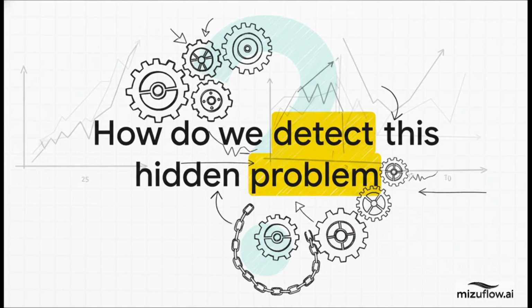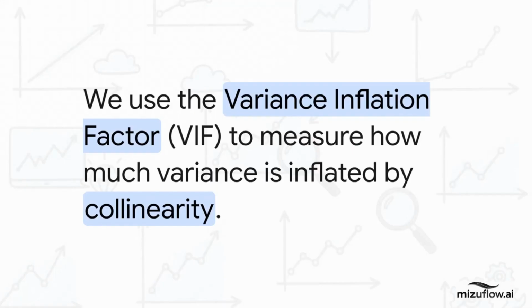So the big question is, how do we find out if our predictors are secretly redundant and just stepping on each other's toes? Thankfully, we don't have to guess. We have a diagnostic tool called the Variance Inflation Factor, or VIF for short. In simple terms, the VIF tells us how much one of our predictors is being explained by the other predictors in the model. So a high VIF score means a variable is redundant, and its results just can't be trusted.